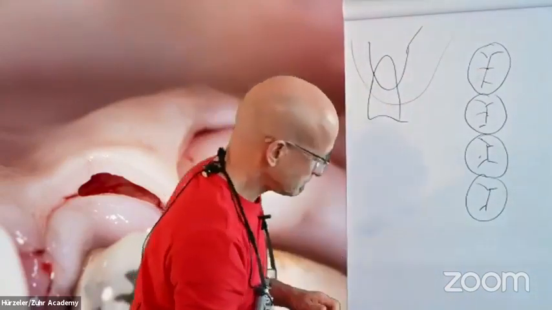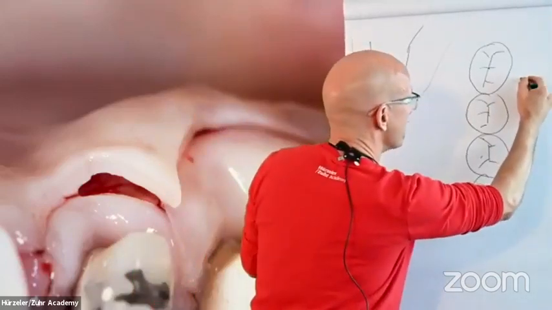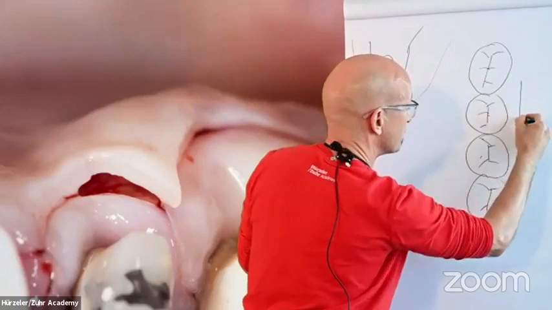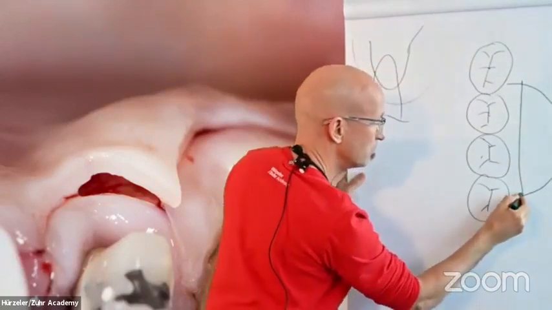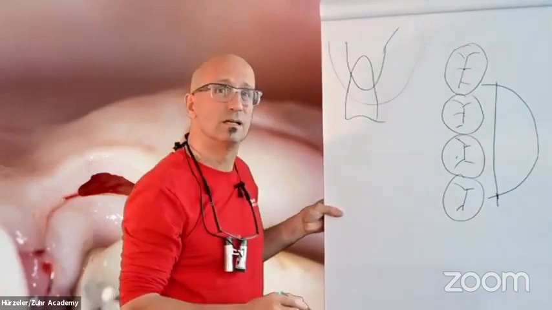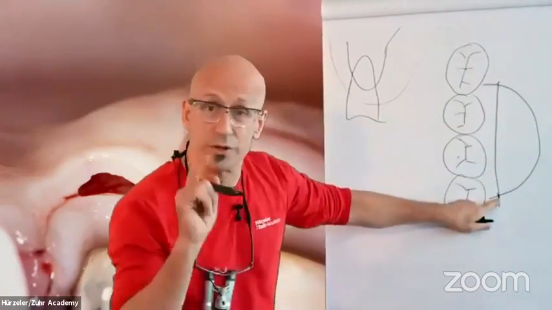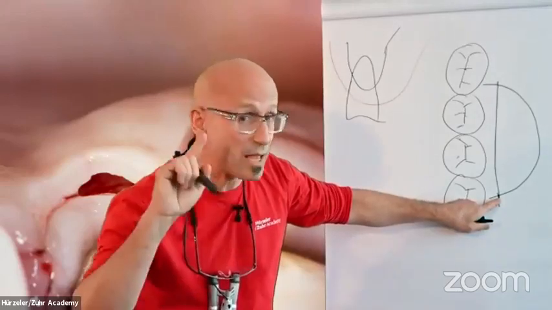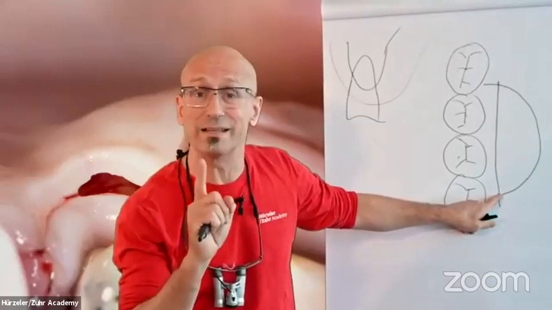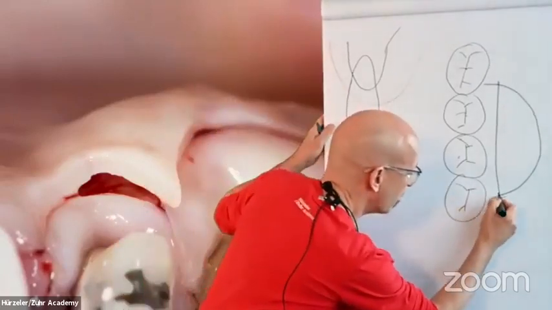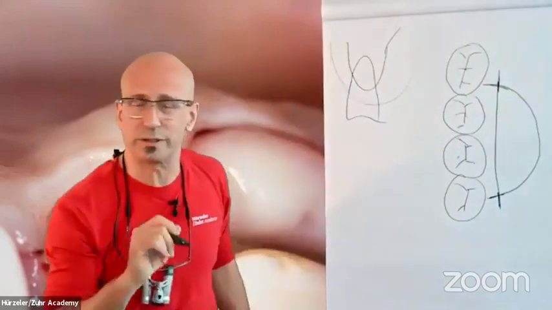So here we say, okay, this is the graft we want to harvest. First thing, very important, that's the same thing when it comes to flap. Do an overcut in the corner. Here, overcutting the corner, very important.